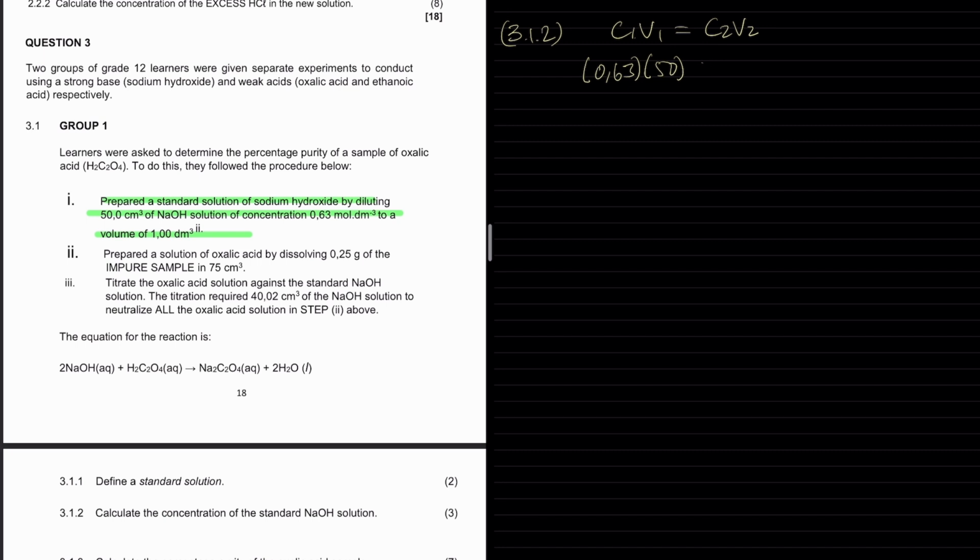okay, let's convert. It doesn't matter because they've given us the final in dm cubed. So 50 cm cubed is 0.05. And that's equal to C2, which is what we want, and V2 is 1. That means C2 is equal to 0.0315 moles per dm cubed. So that is now the concentration of the standard.